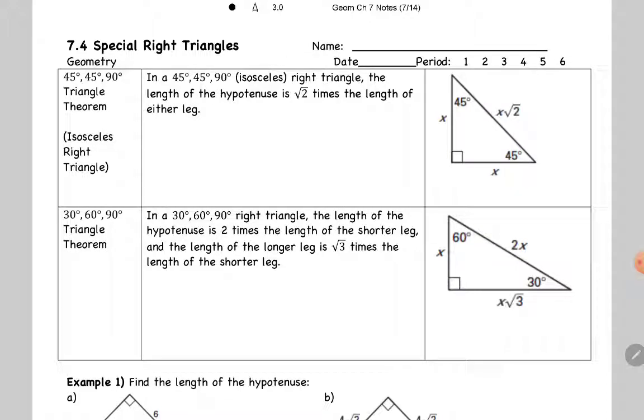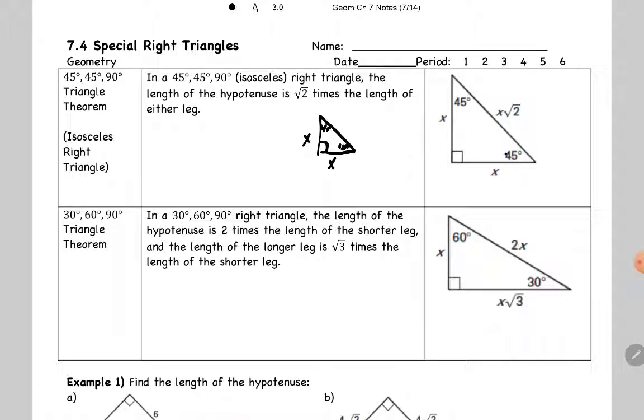In a 45, 45, 90 degree isosceles right triangle, the length of the hypotenuse is square root of 2 times the length of either leg. So what you want to do is look. We want to memorize this triangle. So the two legs in the triangle are equal, so isosceles, and they intersect at the right angle. They're also opposite of the 45 degrees.